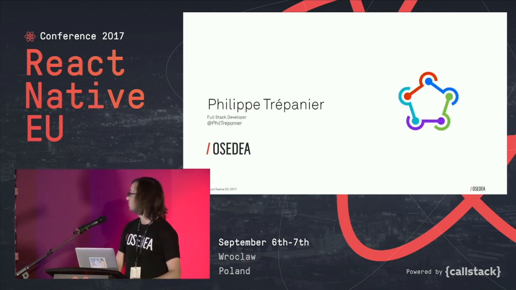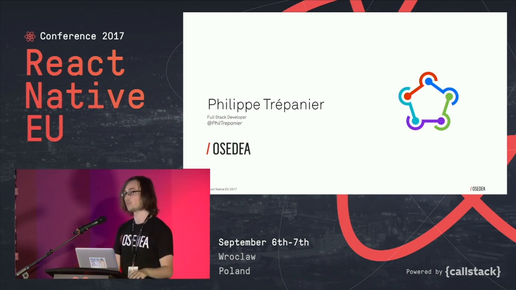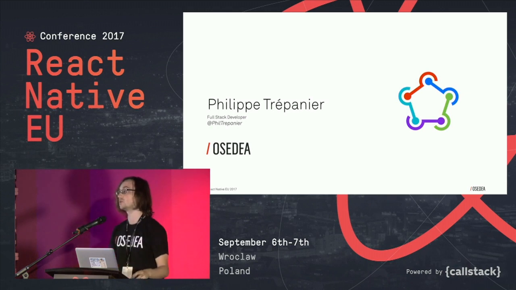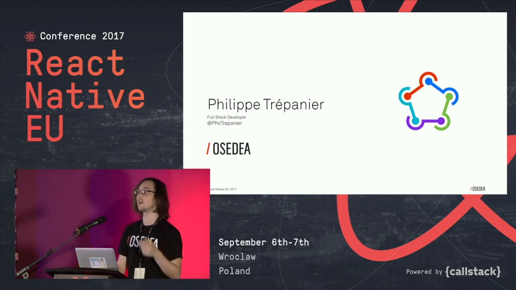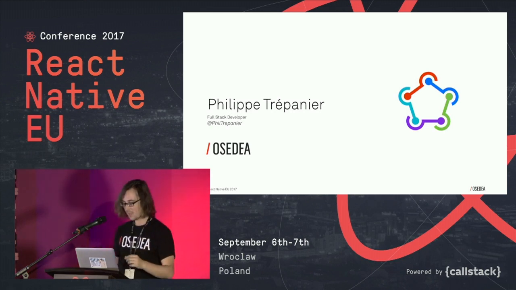So a little bit about myself before we get started. My name is Philippe Trepanier. I'm a full-stack developer at Ozidia. Ozidia is a software development agency based in Montreal, Canada. You've already seen my colleague Adrien earlier today. He's French, I'm Canadian French. Doesn't really make a difference, but we like to say it.